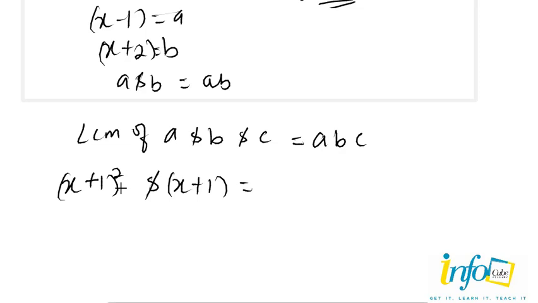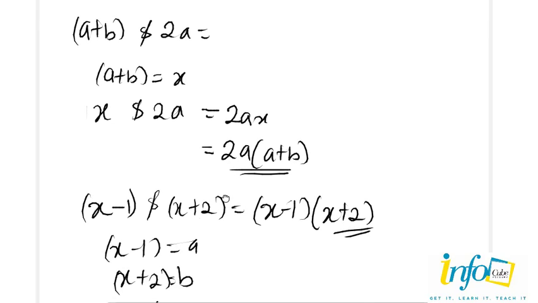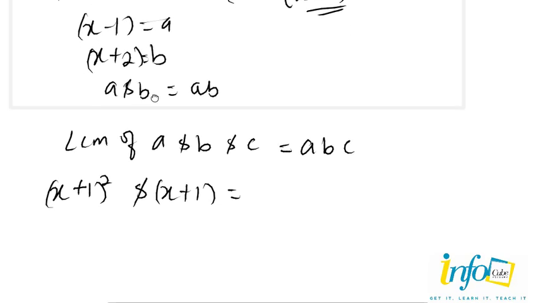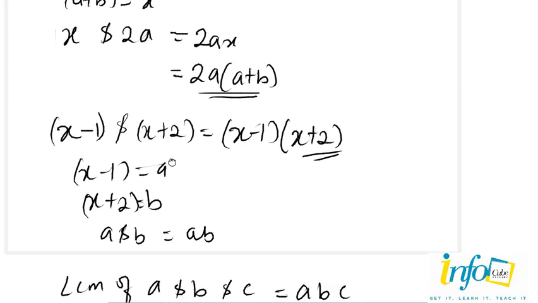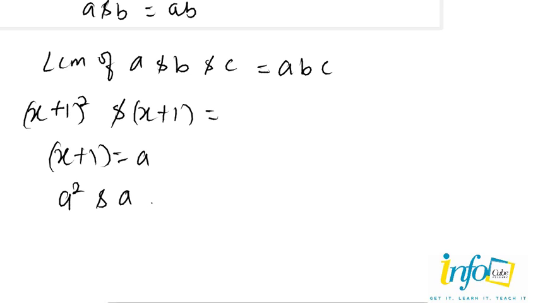So what we're going to do is apply the same method we used before. Let's call x plus 1 a, so you will have a square and a. Now what will be the LCM of a square and a? That will be a square. Why? Because you are picking the one that has the highest power. And what is our a? Our a is x plus 1. So automatically the LCM of this becomes x plus 1 square. So this is how to solve LCM of algebra.